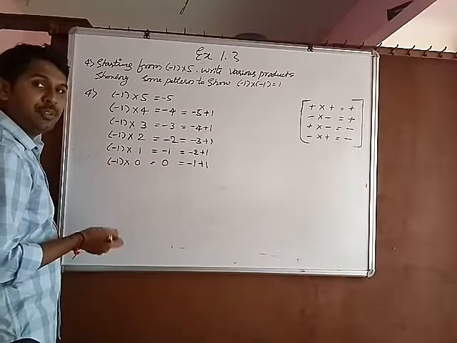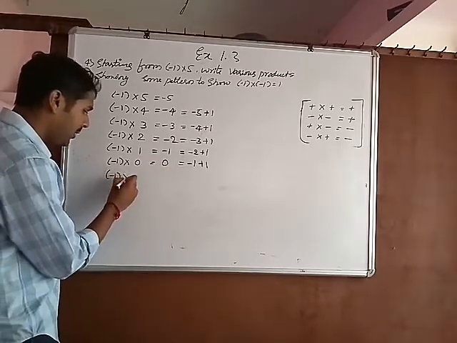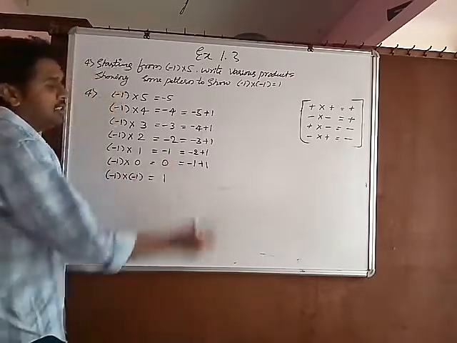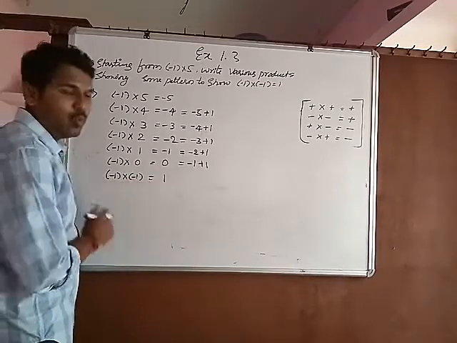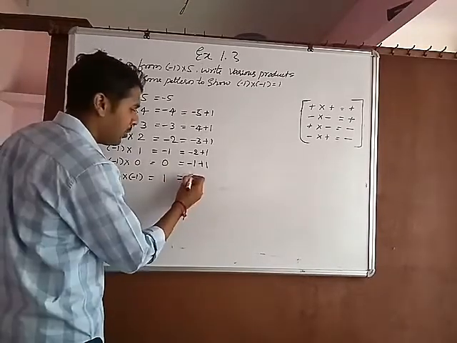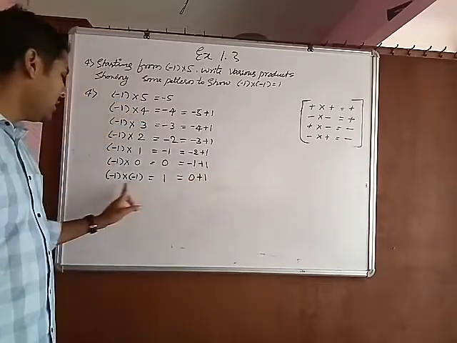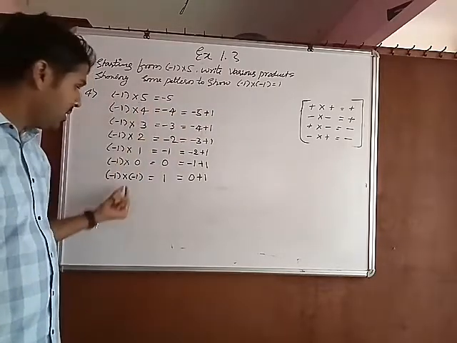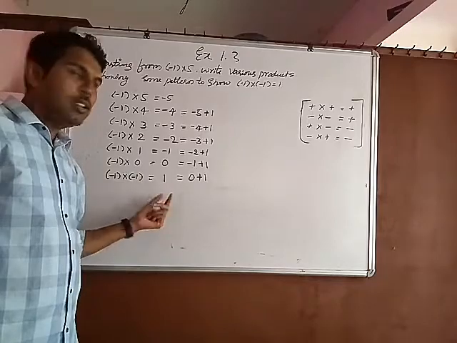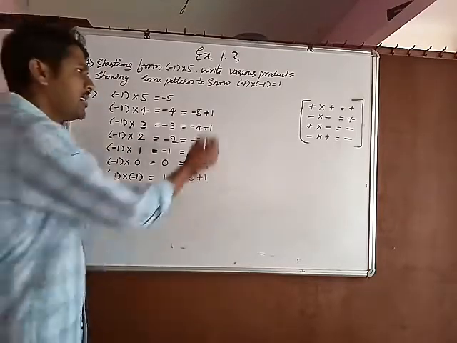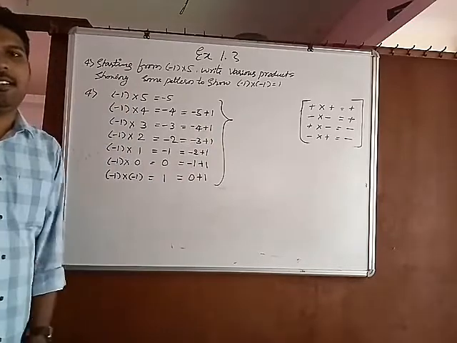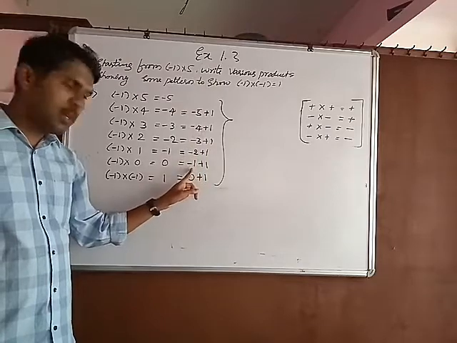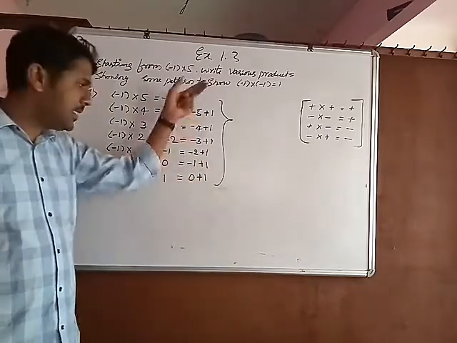Next, after that 0, decreasing numbers, minus 1 into minus 1, no. You will get minus 1. What is the answer? Minus into minus plus, 1 into 1, 1 only. We can write it as 0 plus 1. You will get the answer, no. Minus 1 into minus 1 equals to 1. Up to this much. Starting from minus 1 into 5 equals to minus 1 into minus 1 equals to 1. This is the pattern, no. What will get the answer? This is the pattern. Minus 5 plus 1, minus 4 plus 1, minus 3 plus 1, minus 2 plus 1, minus 1 plus 1, 0 plus 1. So this is the pattern.